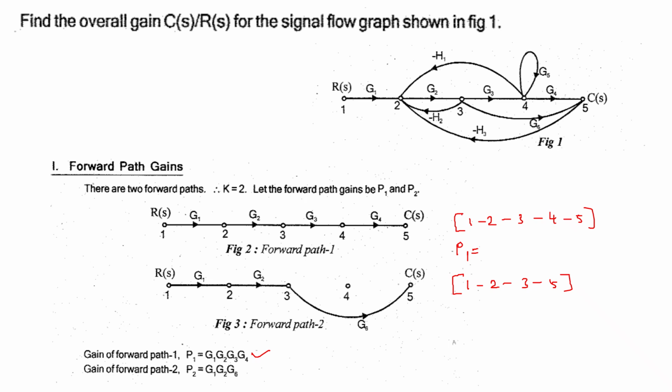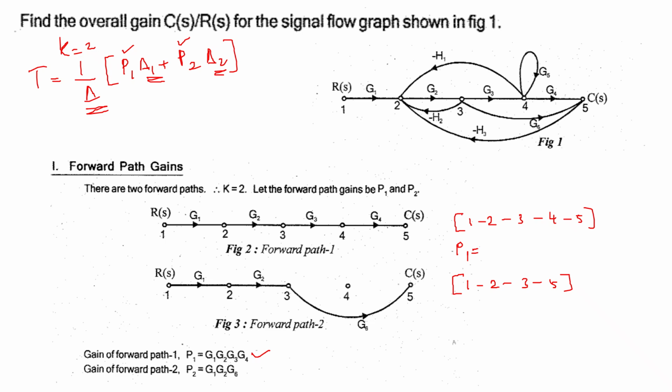So accordingly my formula will change. My transfer function will be 1 by delta. Since k is equal to 2, your transfer function formula modifies like P1 delta 1 plus P2 delta 2. So we have found what P1 and P2 are. We are supposed to find what delta 1 and delta 2 are to get the complete transfer function.